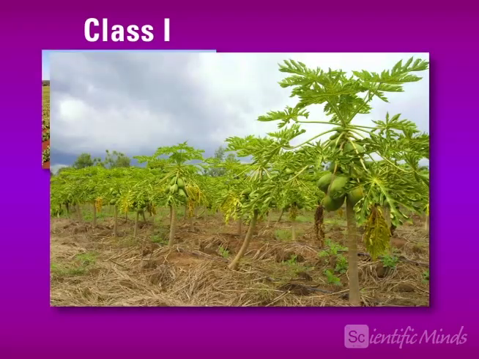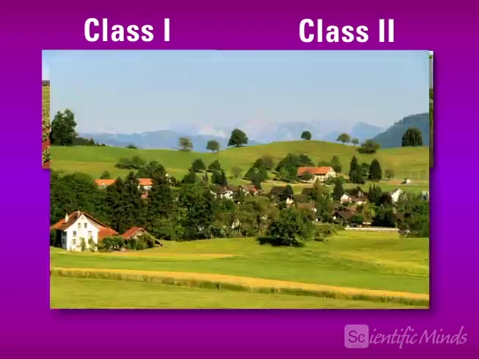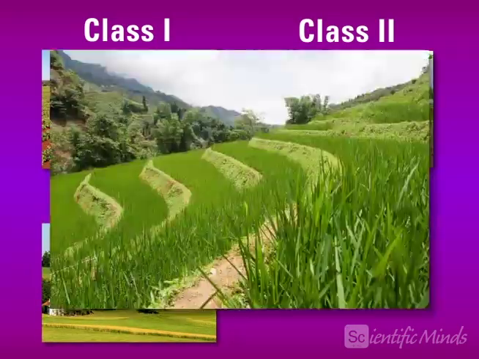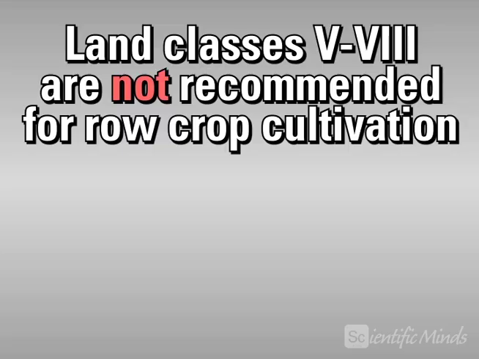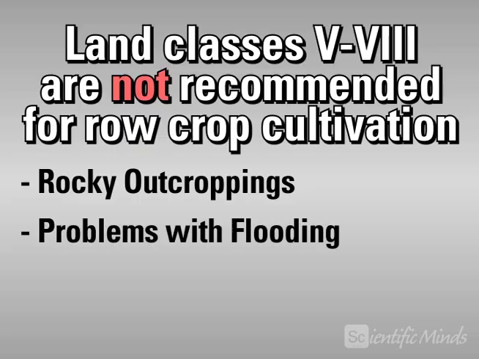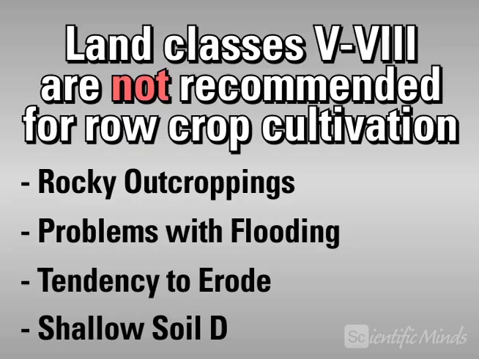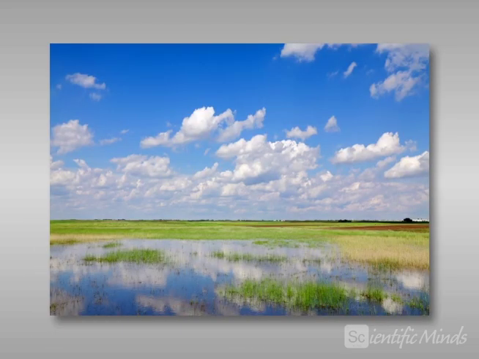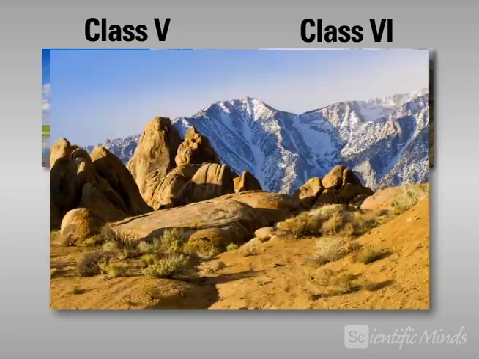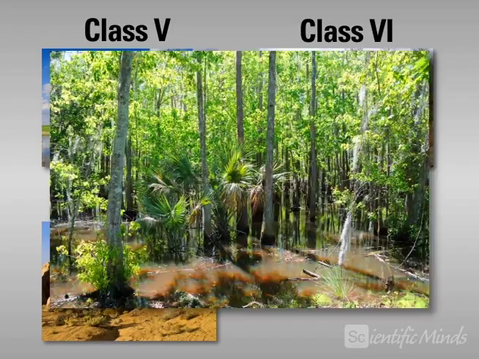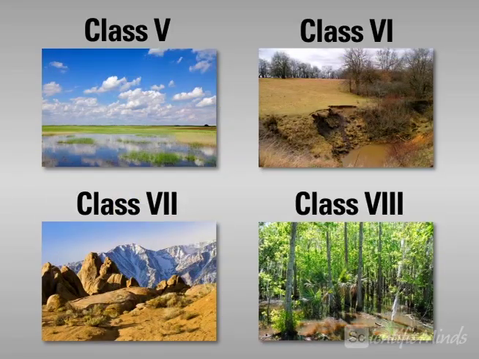Slope increases through land classes 1 to 4, which are grouped together as land that can be cultivated for row crops if soil management techniques such as terracing, strip cropping, and contour plowing are used. Land classes 5 to 8 are not recommended for row crop cultivation for reasons including rocky outcroppings, problems with flooding, tendency to erode, and shallow soil depth. These lands are used for pasture and to cultivate trees and shrubs. Class 8 land is the least suited for cultivation as it is generally covered with water and useful for waterfowl habitat.